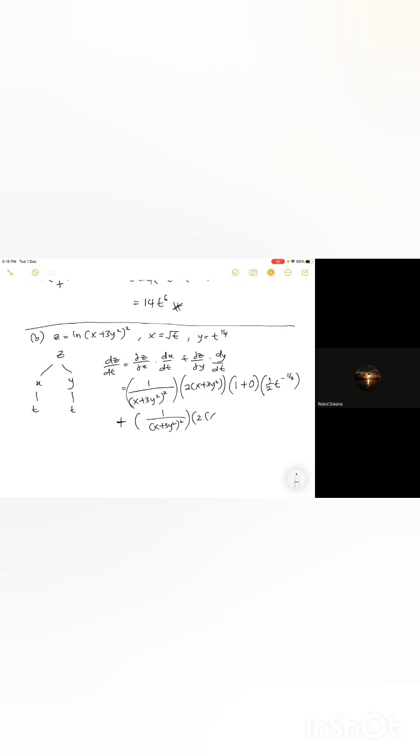And then kuasa. And then baru bezakan dalam terhadap y. So the x will be 0. The 3y squared will be 6y, times differentiate y with respect to t, 1 over 4 t to the negative 3 over 4.